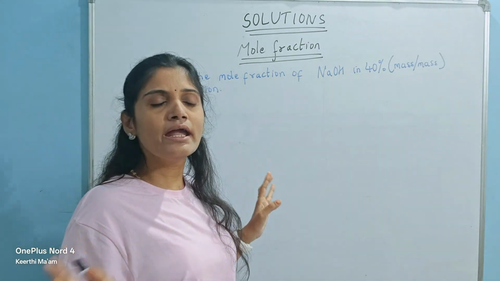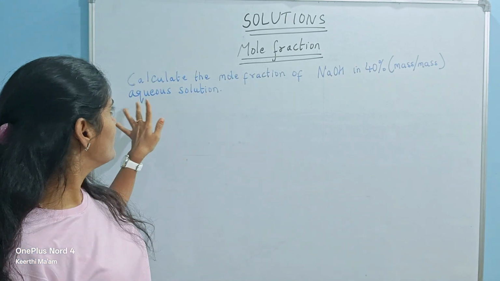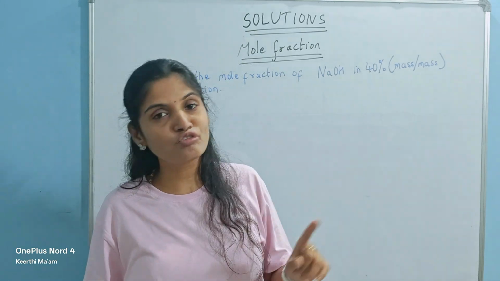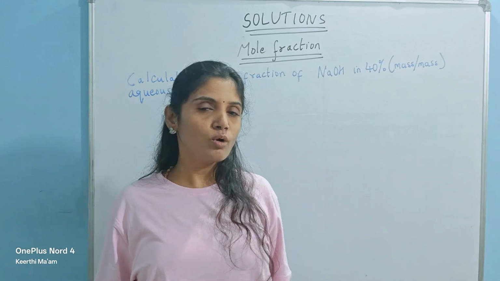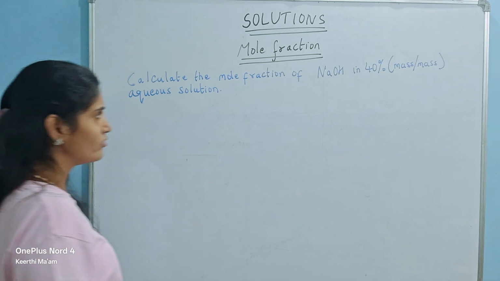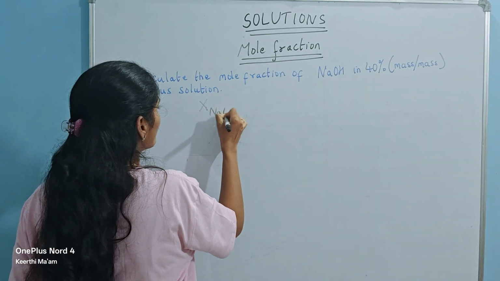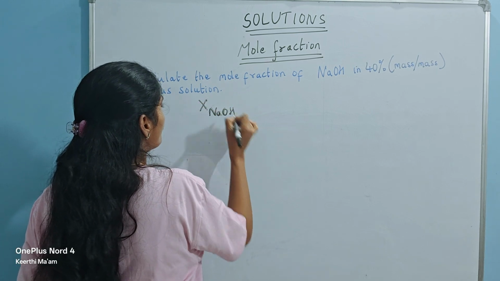Now if you are thinking one component is NaOH, what is the other component? When they said it is an aqueous solution, I clearly explained in detail what aqueous solutions are. The solvent should be water. So my one component is NaOH here and my other component will be water. So I don't think there is any confusion regarding the components. So I need to calculate the mole fraction of NaOH.